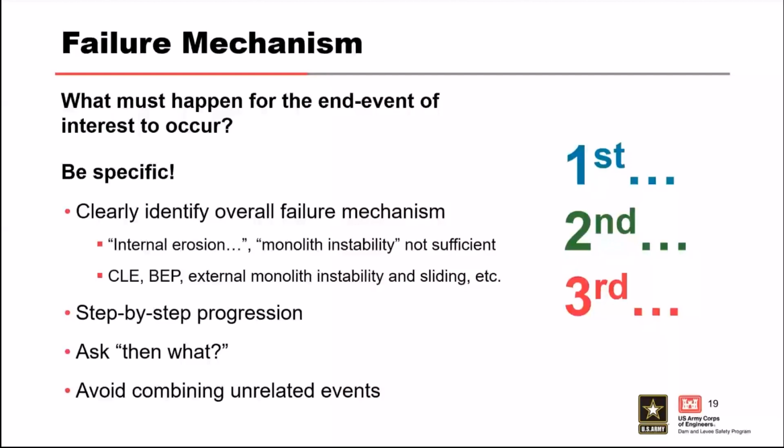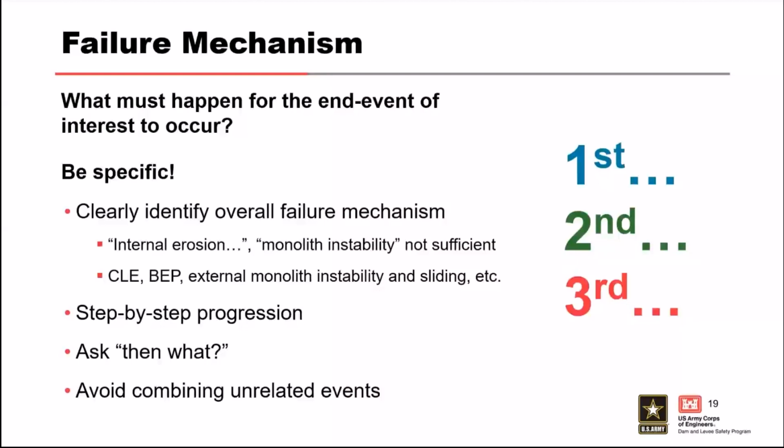The overall failure mechanism should be clearly identified in the event tree and potential failure mode description. Using generic terms such as internal erosion or monolith instability is not sufficient. Instead, we should use the established and specific failure mechanisms such as backward erosion piping, concentrated leak erosion, etc., when describing internal erosion failure modes.